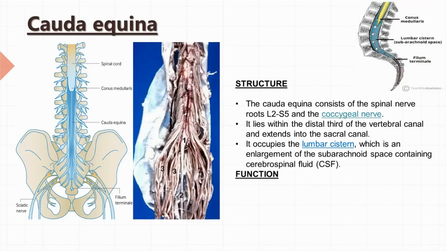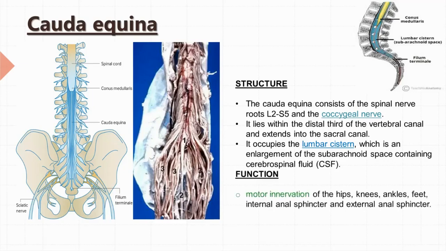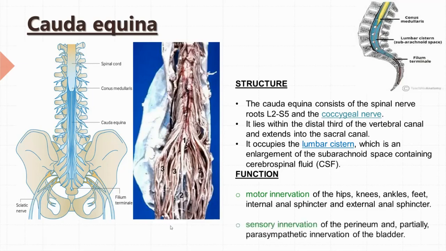And another one is function. You have to speak about the function of the cauda equina. The nerves that compose the cauda equina have motor innervation of hips, knees, ankles, feet, the sphincters of the anal region, and they are also responsible for sensory innervation of the perineum and parasympathetic innervation of the bladder. And now we'll speak a little bit about the clinical importance of cauda equina.